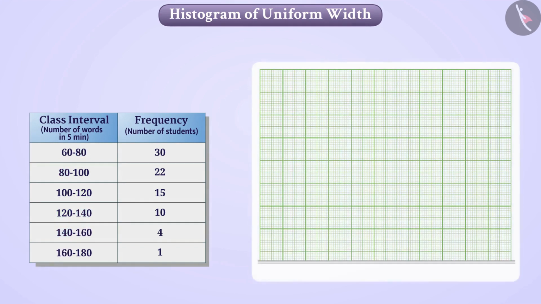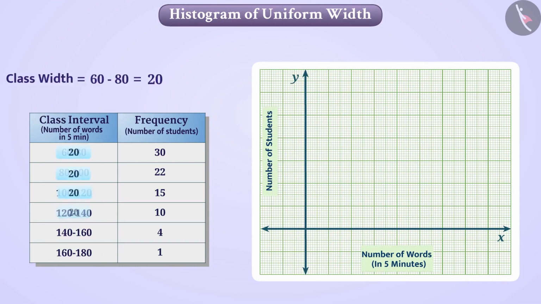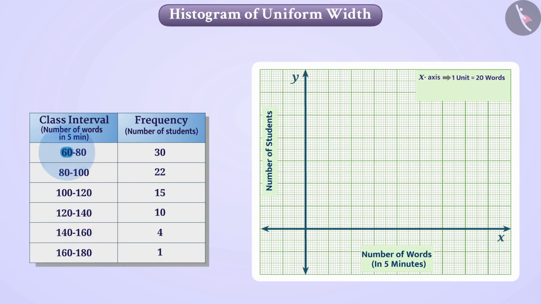First, draw the x-axis and y-axis on graph paper. On the x-axis, we will take the number of words typed in 5 minutes and the number of students on the y-axis. Here, the class width of all class intervals is the same, which is 20 words. Therefore, we will take the scale 1 unit equal to 20 words on the x-axis. Class intervals begin at 60 and end at 180.